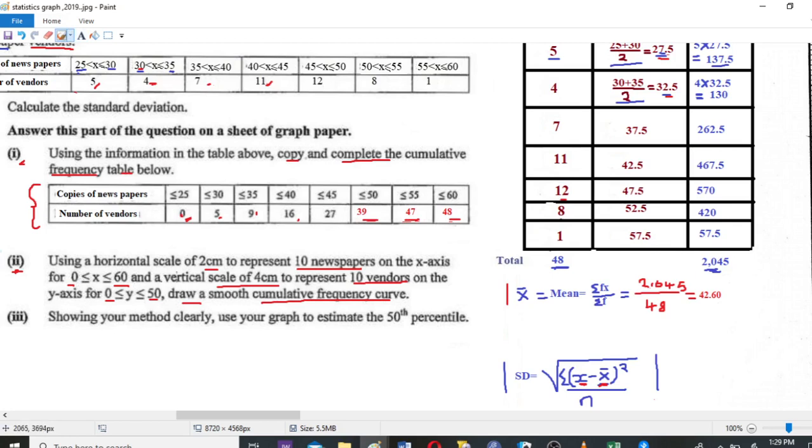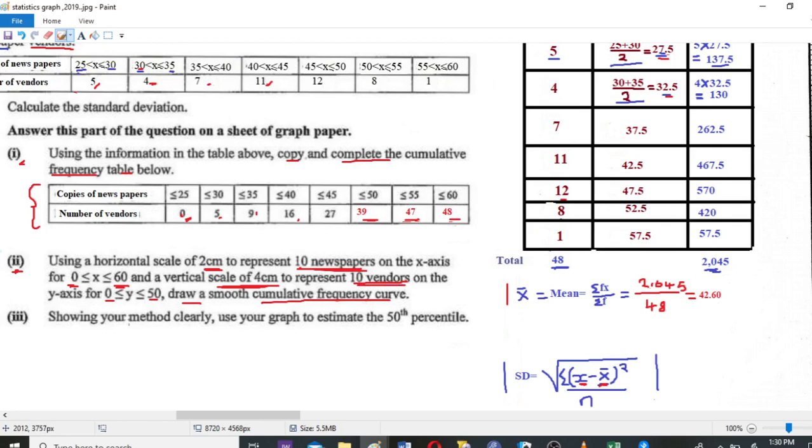So we need to follow the scale that we have been given here. We are told to use a horizontal scale of 2 centimeters. Using your graph paper, each box carries 2 centimeters, so you have 2 centimeters on your graph paper to represent 10 newspapers. That is on the x-axis. So you are going to have values from 0 to 60, and then in the vertical axis, the vertical scale you're going to use is 4 centimeters for 10 vendors.